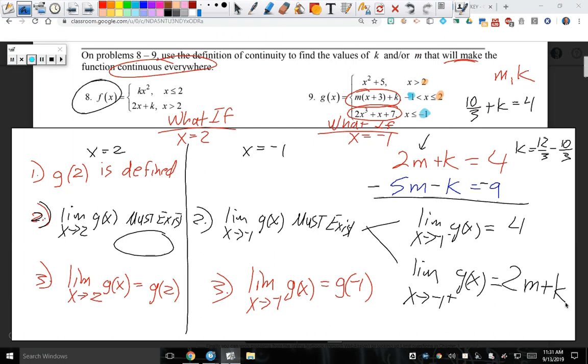Again, these are just two pieces that you get. If you never show the work that they were equal to each other, you need to make sure that you have these pieces, showing that that's what you're contemplating.